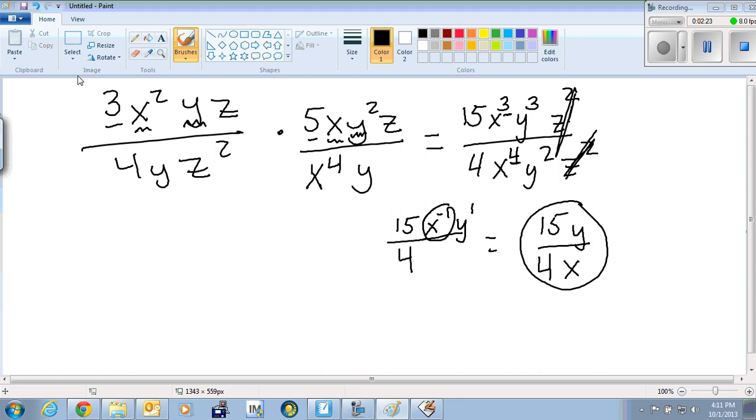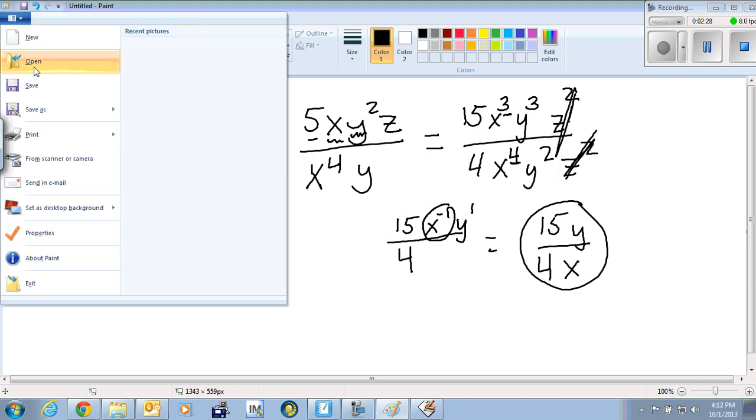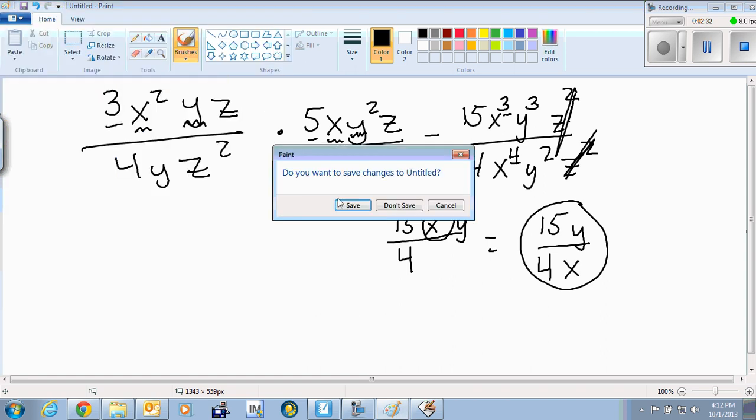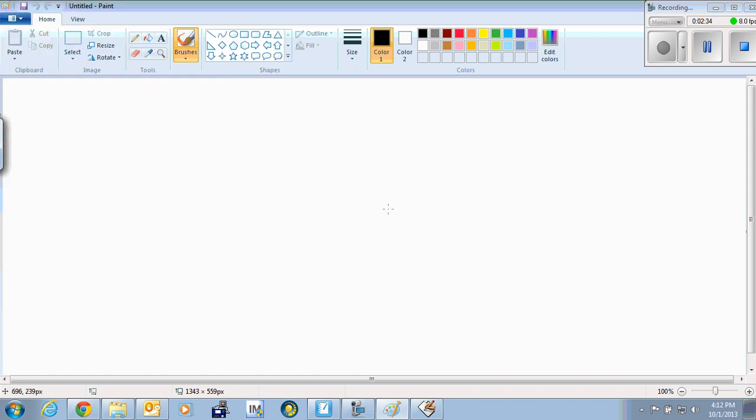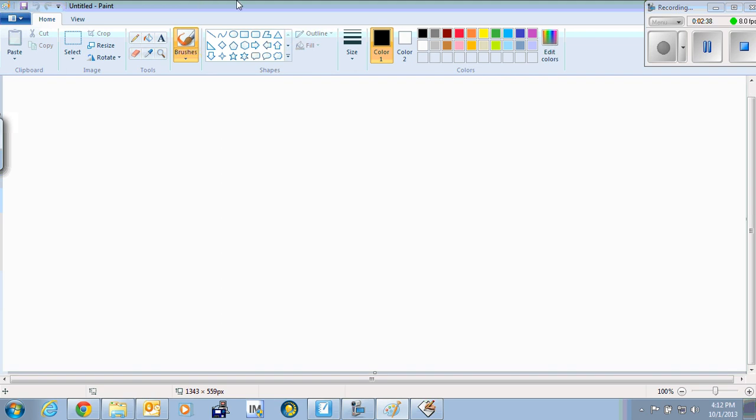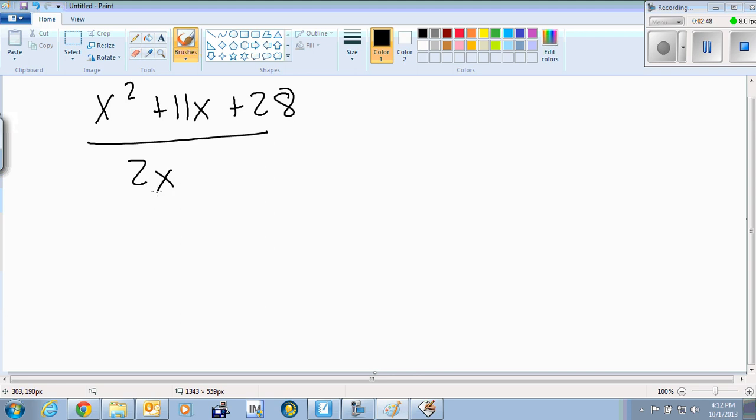Alright, the next example I want to do is one that requires a little bit of factoring and some simplification. So let's try one of those. Let's do x squared plus 11x plus 28 over 2x squared plus 8x.